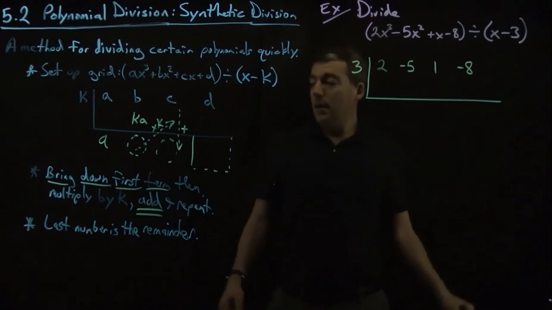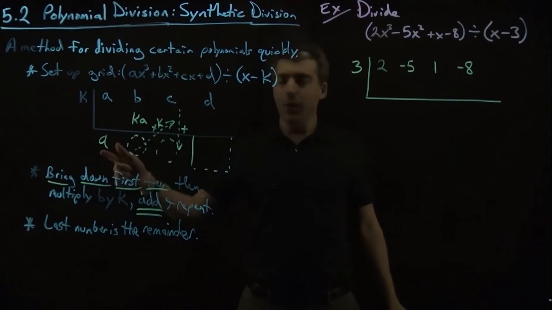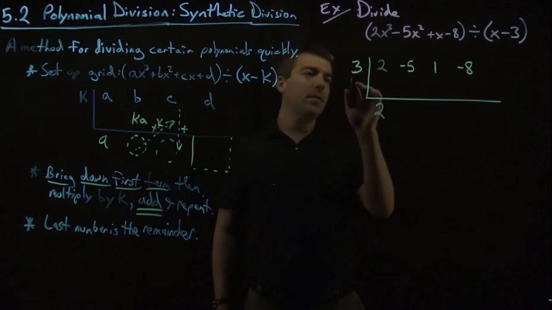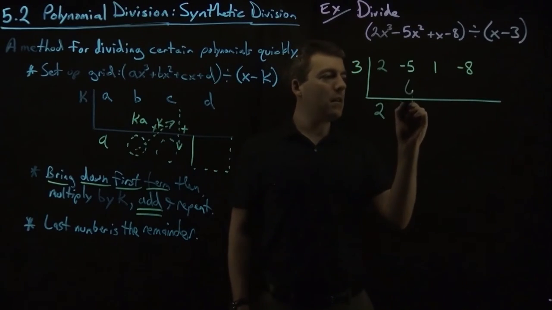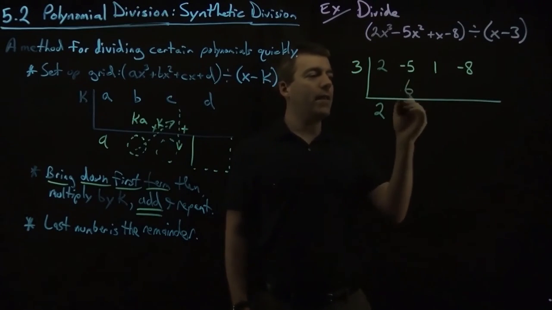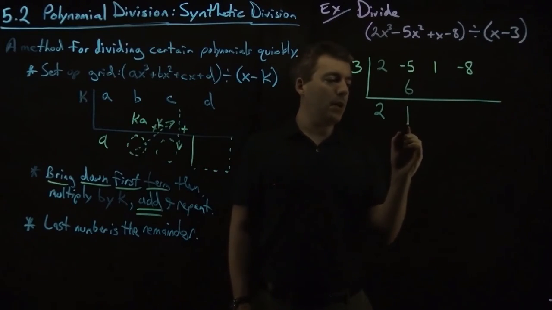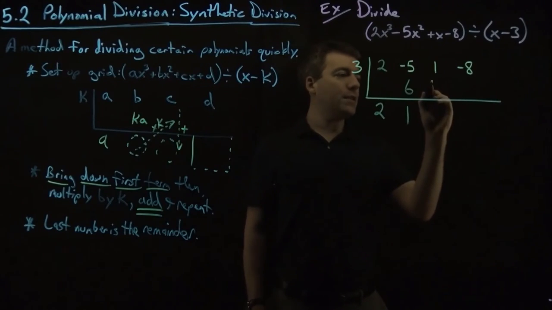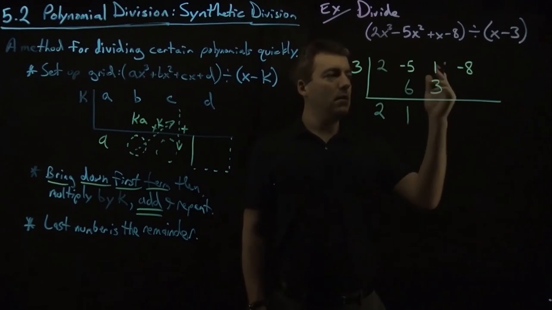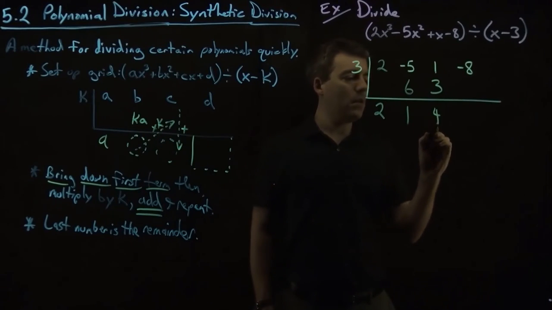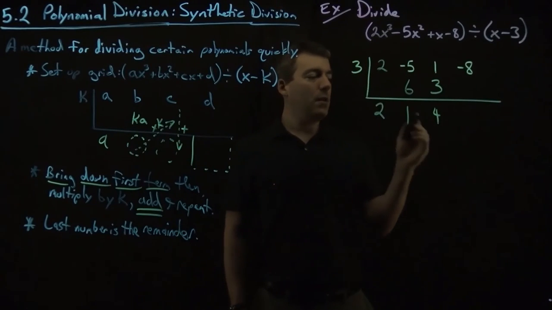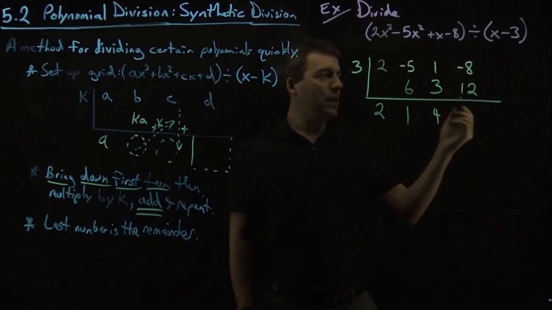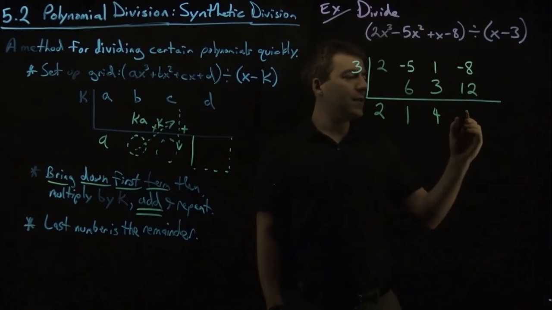All right. Now we'll follow the procedure. Bring down the 2, multiply. 3 times 2 is 6. Then we add. Negative 5 plus 6 is 1. Multiply. 3 times 1 is 3. Add. 1 plus 3 is 4. Multiply. 3 times 4, 12. Add. Negative 8 plus 12 is 4.